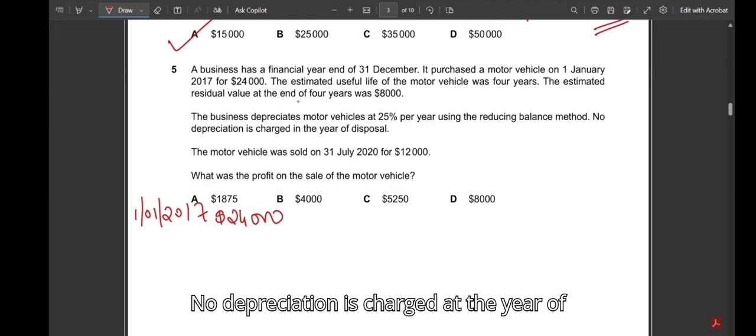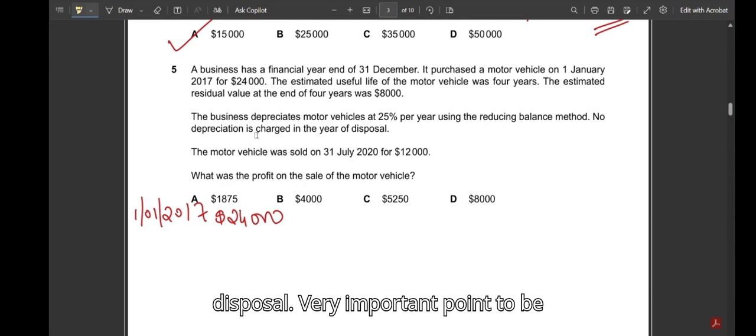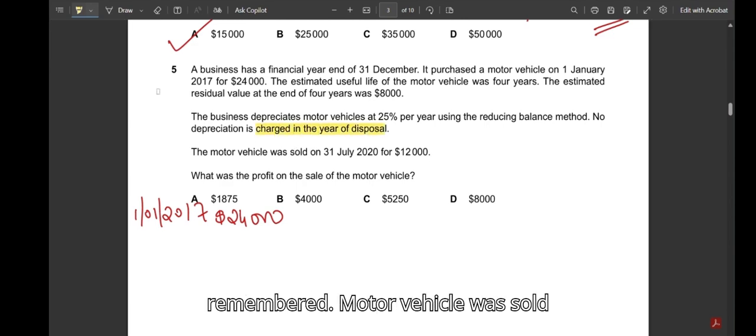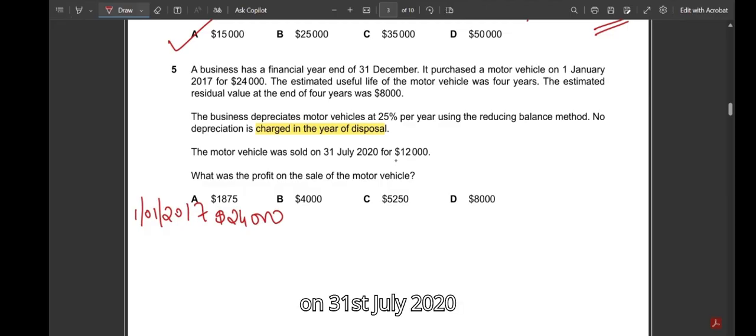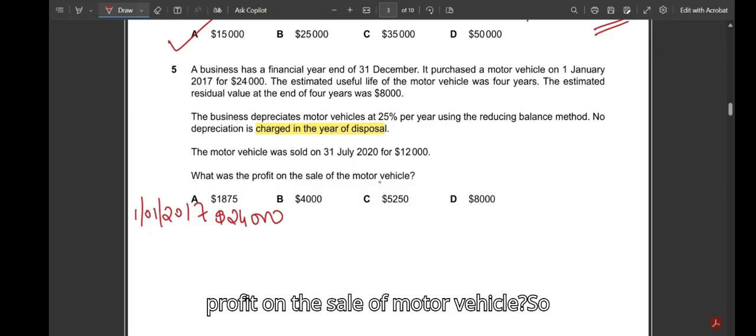The business depreciates the motor vehicle at 25% per year using the reducing balance method. No depreciation is charged in the year of disposal. Very important point to be remembered. The motor vehicle was sold on 31st July 2020 for 12,000. So what was the profit on the sale of the motor vehicle? So again we have to calculate depreciation for a few years, get the net book value, and just calculate the profit.